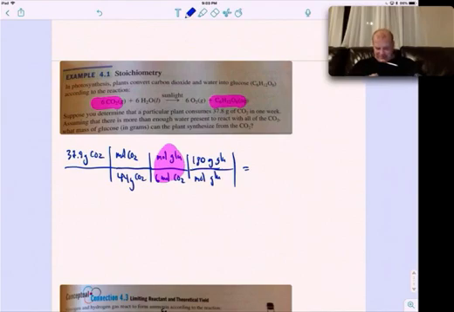So I'm not going to pause this. I can put this in: 37.8 divided by 44, divided by 6, times 180, and we get 25.7 grams of glucose. Okay.